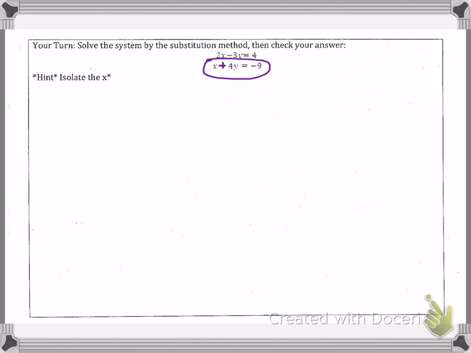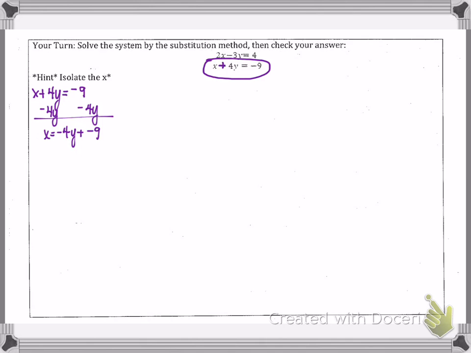I've got x plus 4y equals negative 9. I'm going to move the 4y by subtracting it, and that gives me x equals, doing a little commutative work here, negative 4y plus negative 9. Now this might feel a little foreign because I moved the y term instead of the x term, which we haven't done up until now.